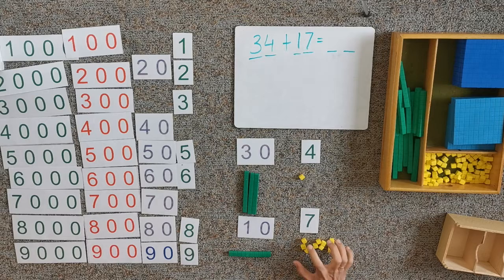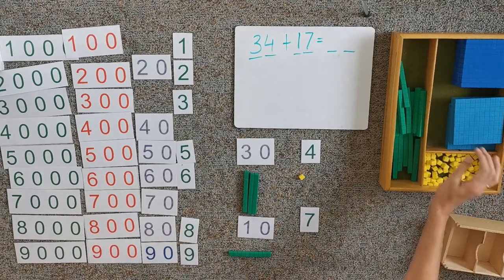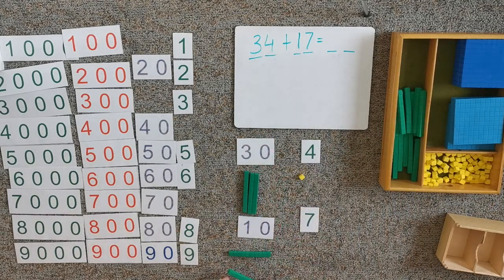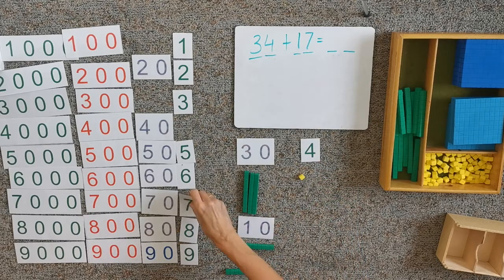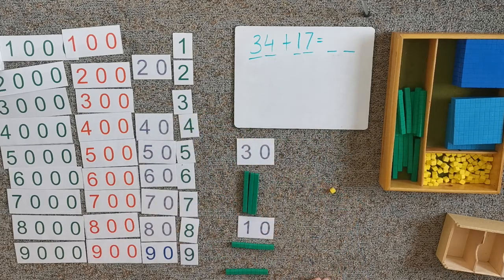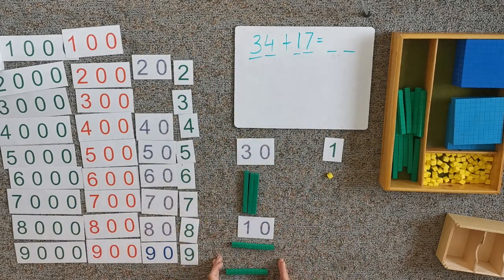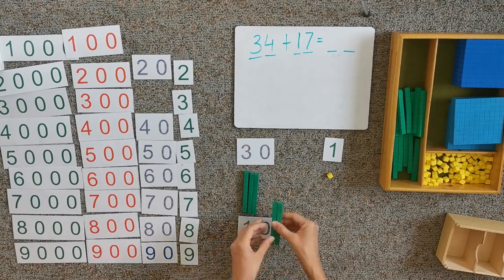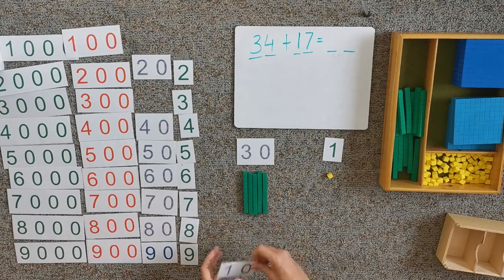3. So I'm going to trade this 10 for 1 ten to make things easier for me. And I will put it here. And now, I don't have 4 or 7 ones, so put the cards back. How many ones do I have? Yes, 1. And now let's add the tens. 30 plus 10 plus another 10. Let's put it all together. 10, 20, 30, 40, 50.